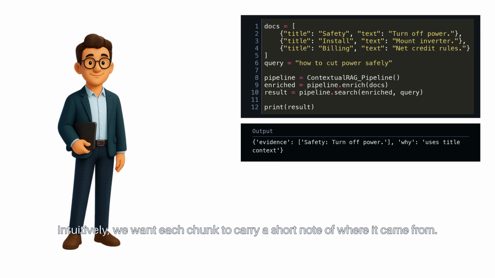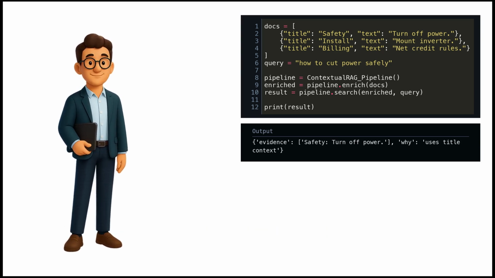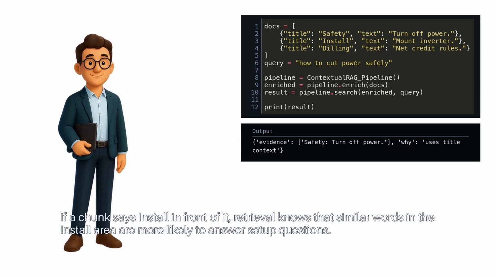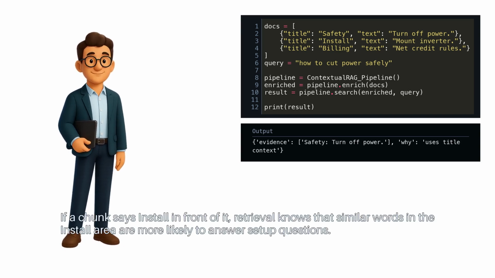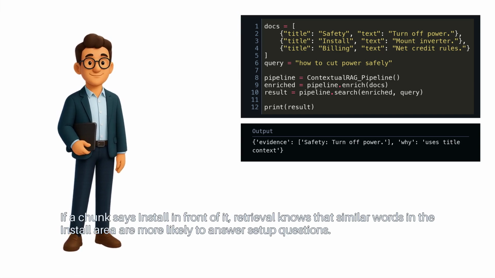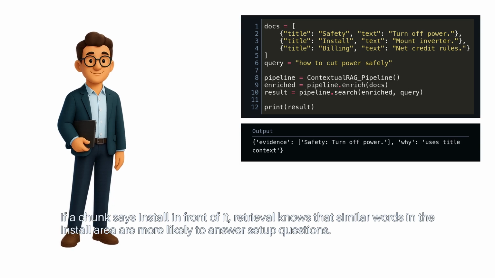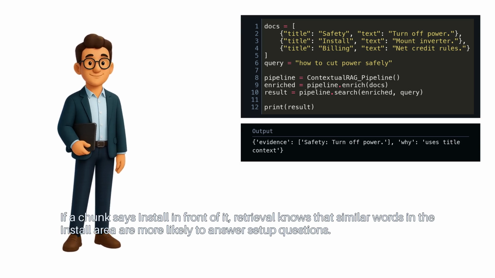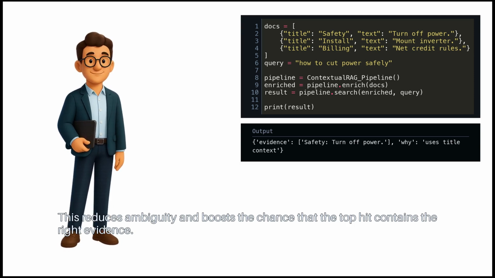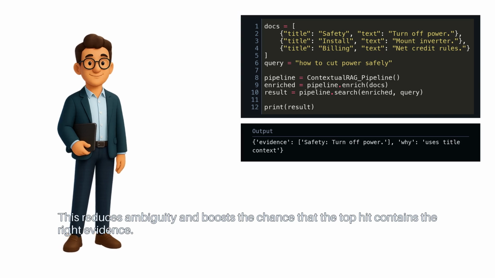Intuitively, we want each chunk to carry a short note of where it came from. Think of a manual with sections named Intro, Install, and Usage. If a chunk says Install in front of it, retrieval knows that similar words in the install area are more likely to answer setup questions. This reduces ambiguity and boosts the chance that the top hit contains the right evidence.